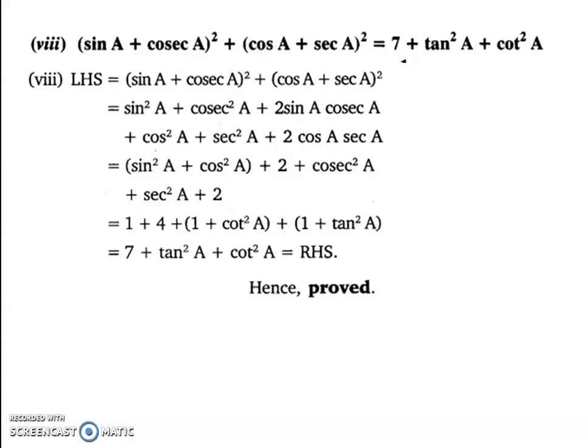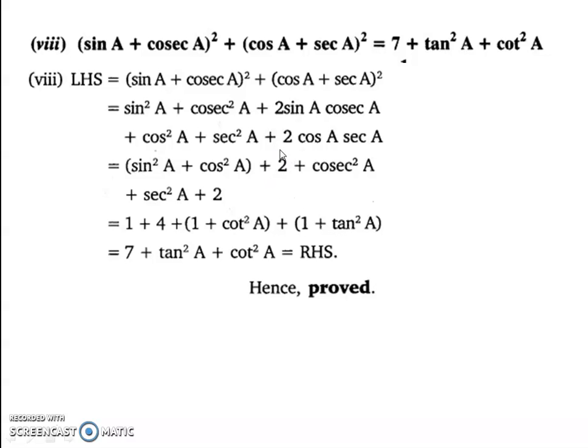Students, can you see here sin square A plus cos square A? What is sin square A plus cos square A? It is 1, isn't it? Now, cosec square A and sec square A, we are going to convert in terms of 1 plus cot square A and 1 plus tan square A. Cosec square A is 1 plus cot square A and sec square A is 1 plus tan square A.